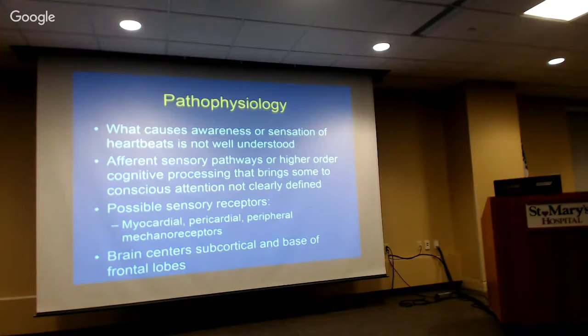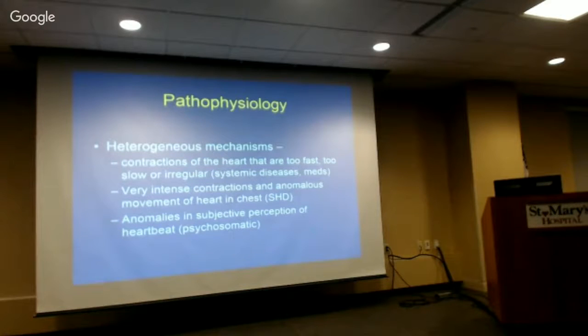Possible sensory receptors have been implicated in the myocardium, the pericardium, or peripheral mechanoreceptors. Brain centers at the subcortical region and the base of the frontal lobes have also been implicated as being part of this pathway, but it's really not well understood. There's various mechanisms that cause palpitations. They can be from contractions of the heart that are too fast, too slow, or irregular. Oftentimes these are due to systemic illnesses, systemic diseases, or medication-induced palpitations. They can feel like very intense contractions and be due to anomalous movements in the chest or the heart, often in cases where people have structural heart disease, or they can also be anomalies in the subjective perception of what's happening in the heartbeat, or psychosomatic etiologies.